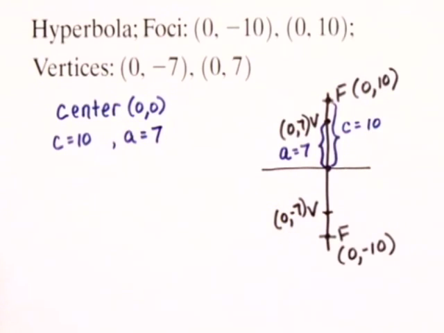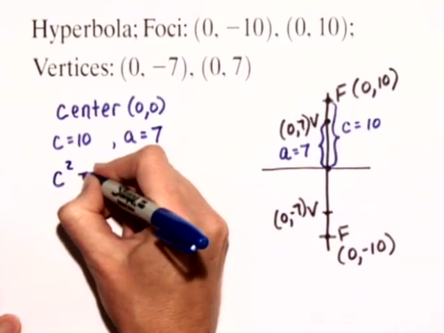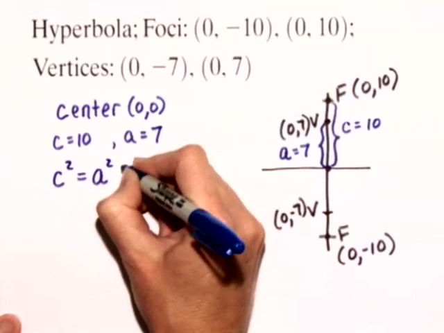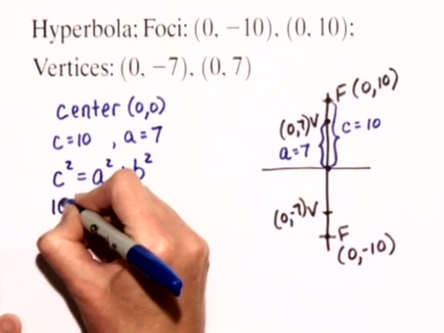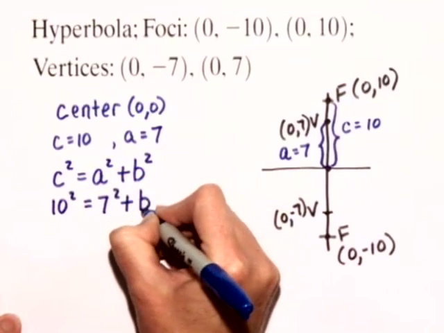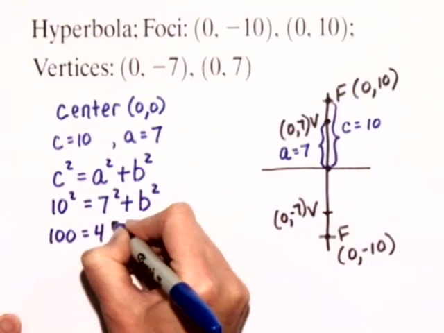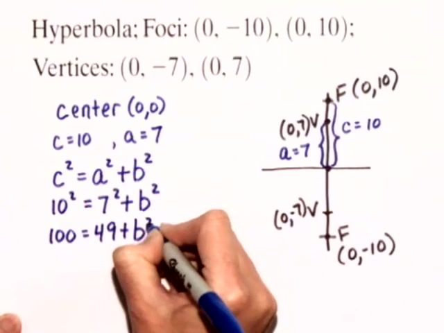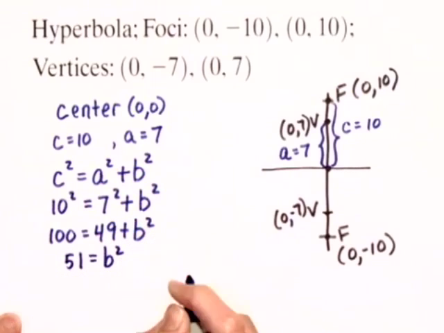Remember, for the standard form of a hyperbola, we also need B. So in a hyperbola, C squared is equal to A squared plus B squared. So we have 10 squared equals 7 squared plus B squared. 100 equals 49 plus B squared. So 51 is equal to B squared.